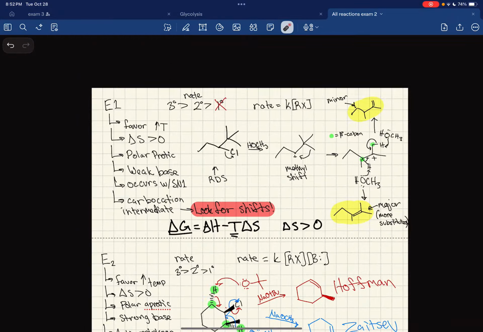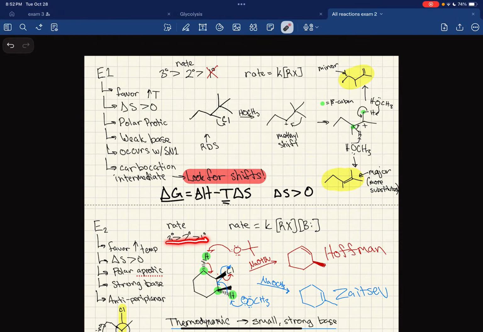Also, rates, something important to note. Both E1 and E2 are fastest with the tertiary. I think E2 is always faster for the most part because you don't go through a carbocation. But E1 is impossible with primary.